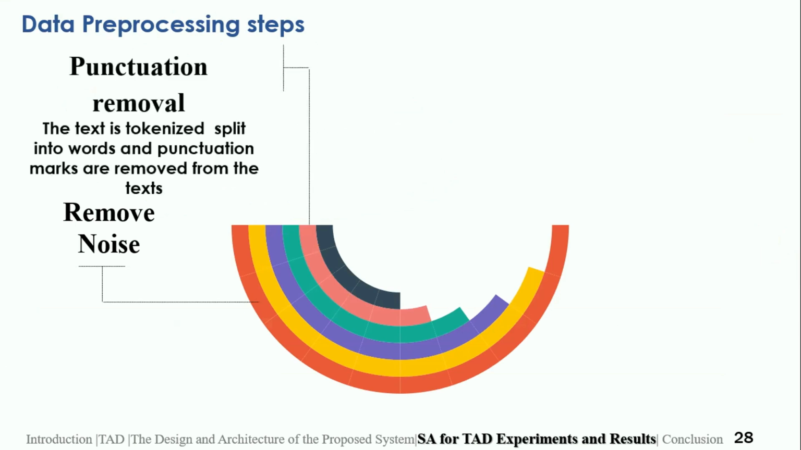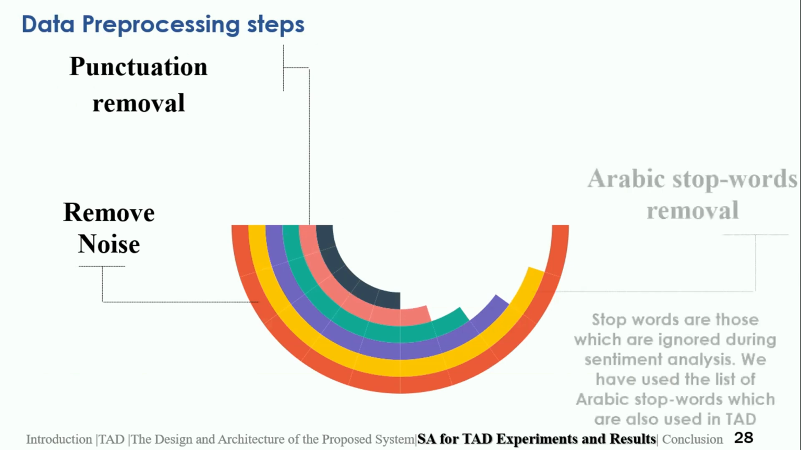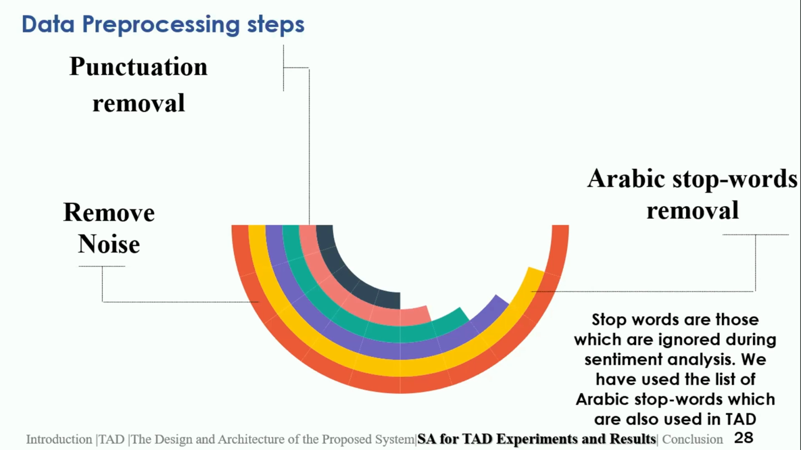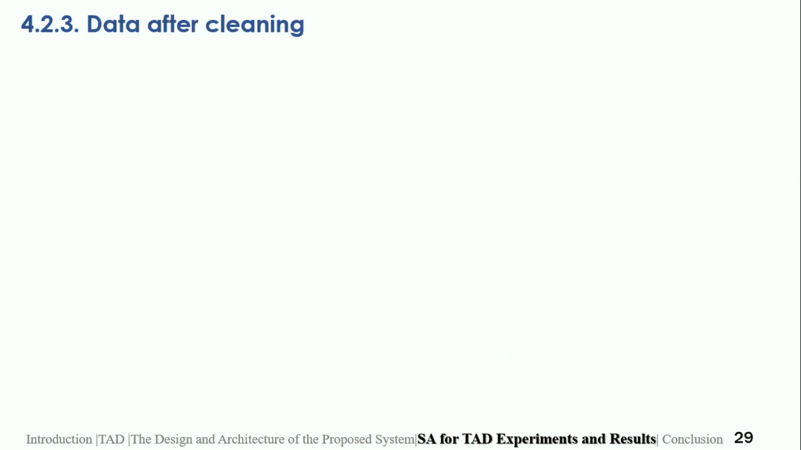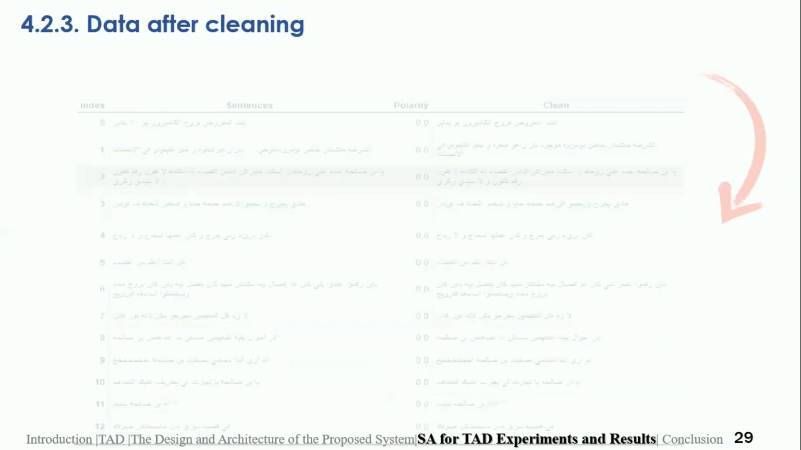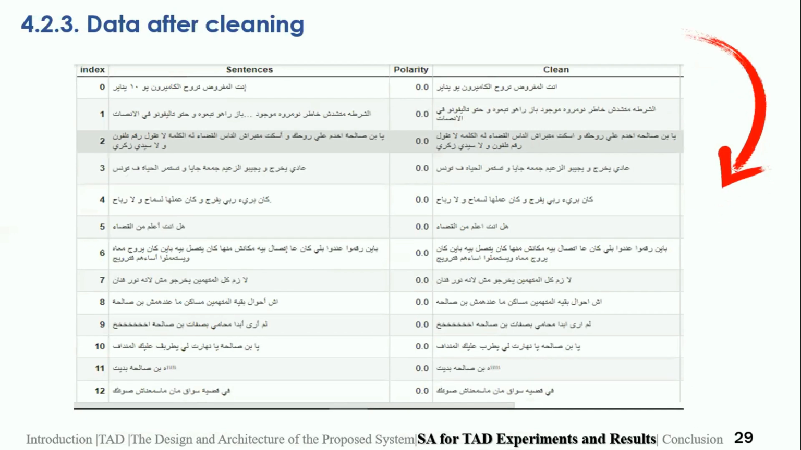Punctuation removal: the text is tokenized, split into words, and punctuation marks are removed from the text. Arabic stop word removal: stop words are those which are ignored during sentiment analysis. We have used the list of Arabic stop words which is also used in text processing. Some examples before and after the data cleaning.